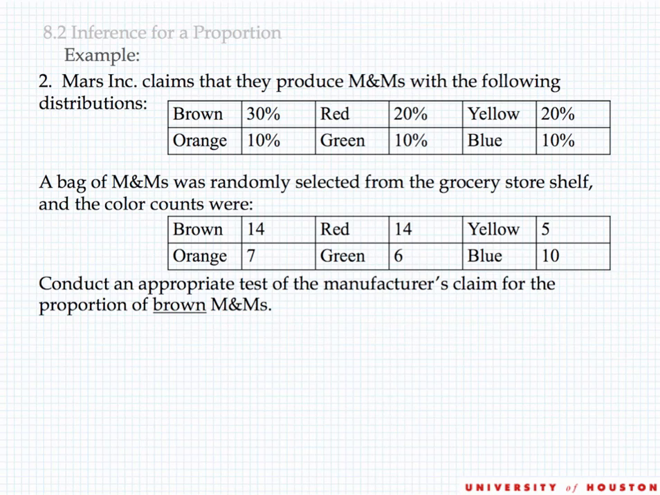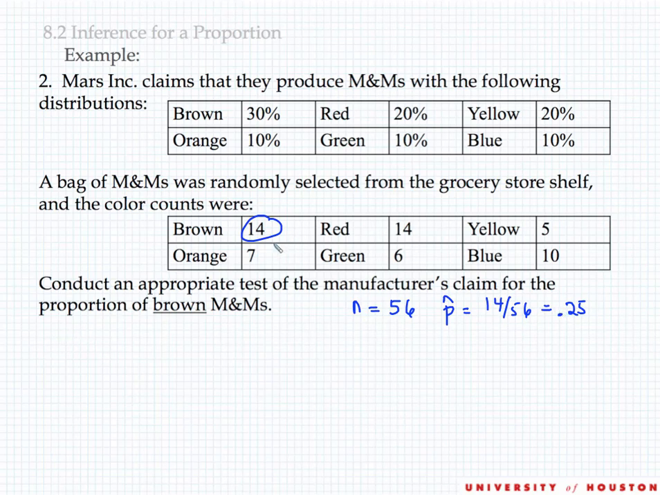Next example. Mars claims that they produced M&Ms with the following distribution. A bag of M&Ms was randomly selected and the color counts are given in this chart. We want to conduct an appropriate test of the manufacturer's claim just with the proportion of brown M&Ms. Well, there's 14 brown M&Ms. And if I count up all the values in this chart, we have 56 M&Ms total. So our p hat, our proportion for the sample, is 14 out of 56, or 0.25.